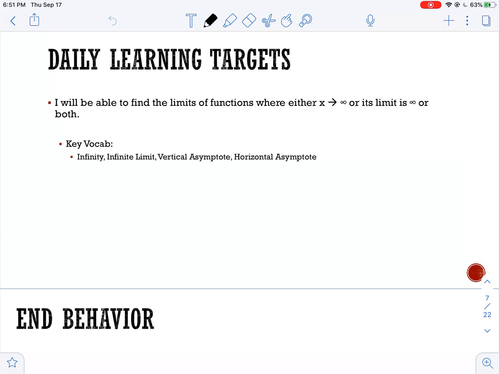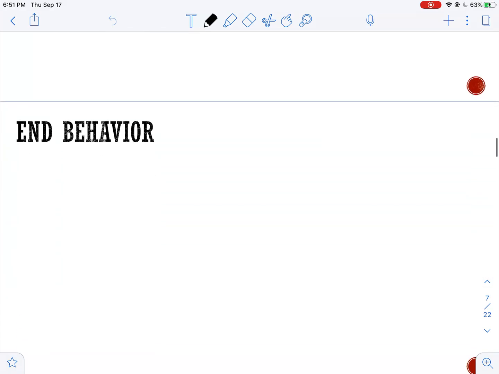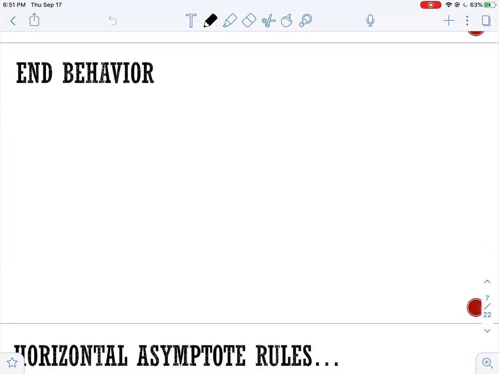So today we're going to talk about limits some more, and we're going to talk about limits where the x value is approaching infinity or negative infinity, meaning we're going to look at what's happening on the really far right-hand side of the graph as x approaches infinity, or the really far left-hand side of the graph as x approaches negative infinity. Another way of thinking of that is as the end behavior of the graph. We're also going to be looking at limits when the y values that we're getting, the height of the graph, the actual limit, is infinity or negative infinity.